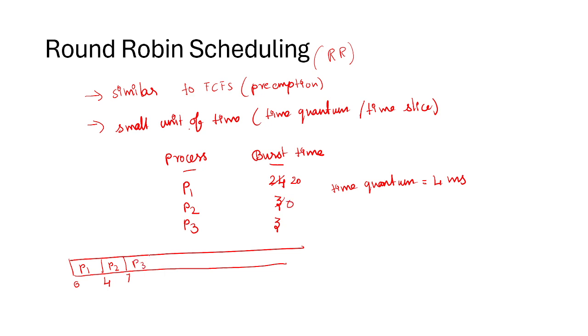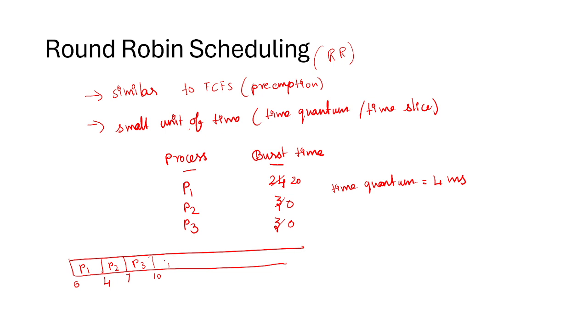P3 completes its execution at the 10th millisecond. Now the remaining execution time for P3 is also 0. After that, P1 will start its execution. Even though after every 4 milliseconds the processor has to be shifted to another process, there is no other process, so P1 will keep executing.